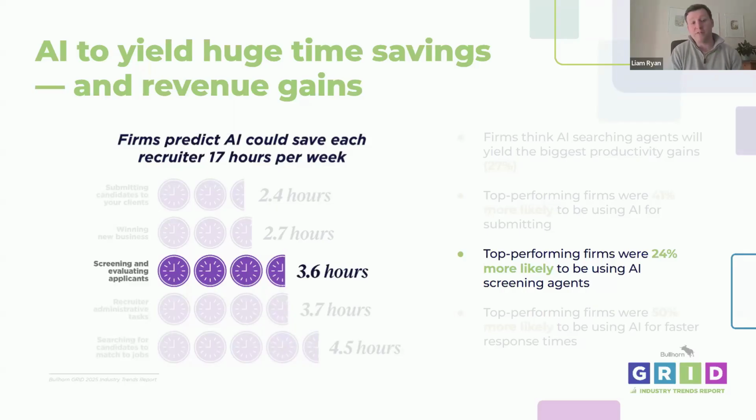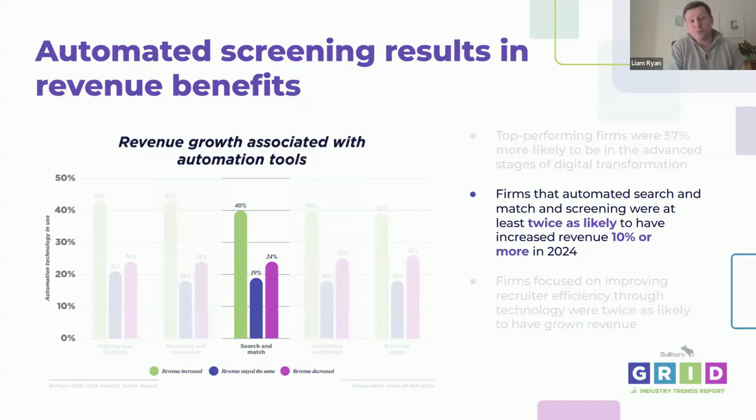And the other key thing is that those 17 hours, put in terms of capacity, would be 43% additional capacity if you had those hours back without adding any headcount. So introducing AI can be significant for our customers. And ultimately, automated screening does result in revenue benefits. These are reflected in the experience we gathered from those responding in terms of their revenue growth. So 43% who automate screening saw revenue growth.